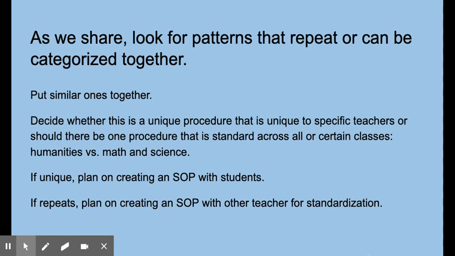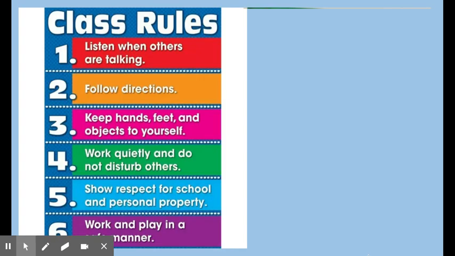All right, so let's talk about rules versus procedures. On the left here, you can see these are class rules. Listen when others are talking, follow directions, keep hands and feet to yourself, work quietly, etc. Notice how these six things are completely different from one another, right? You might be able to group them, but if you're going to group them, then I would have one SOP for that type of stuff.